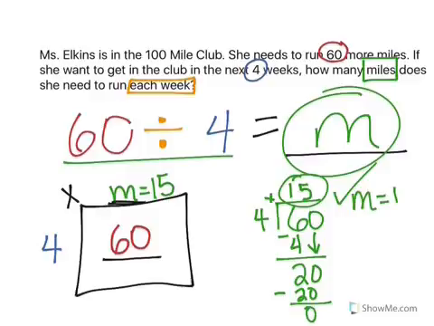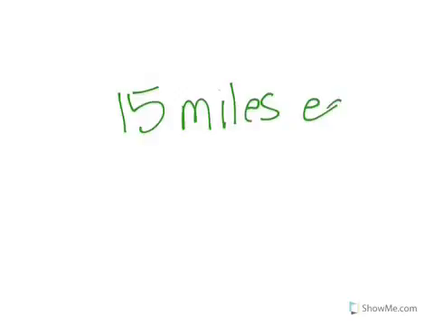M equals 15. So I have my equation set up right here. I have my answer right here. And now I need to label my answer with what I'm trying to find. Well, my variable is M, which stands for miles. My answer is 15 miles each week.